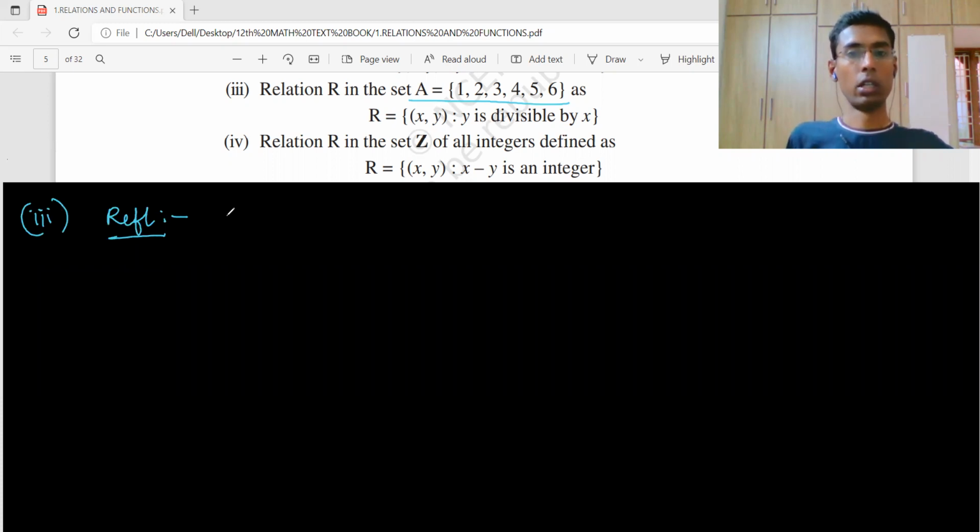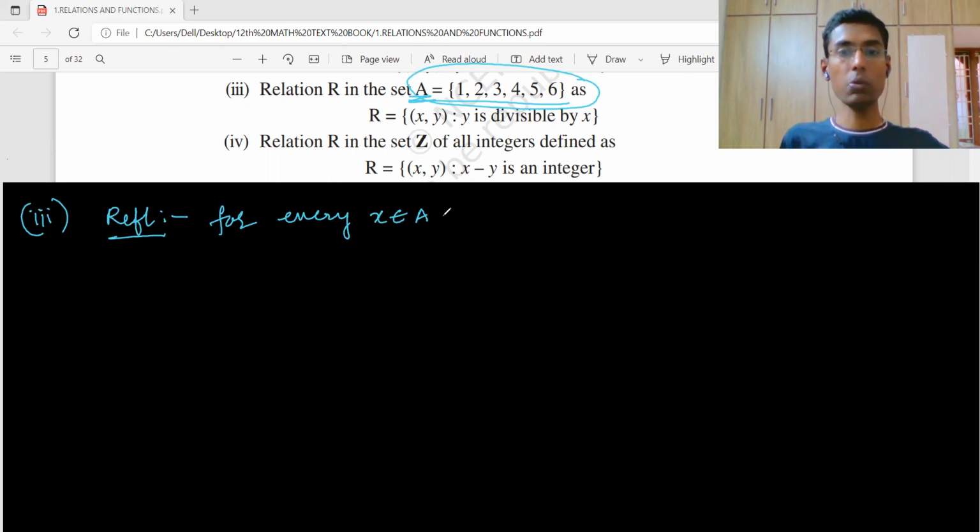Good, but how do you prove it? For every x belongs to A. Here you need not say 1 is there, 2 is there, 3, 4, 5. Instead of that, you can use generalization. What is the generalization? For every x belongs to A, (x, x) belongs to R.